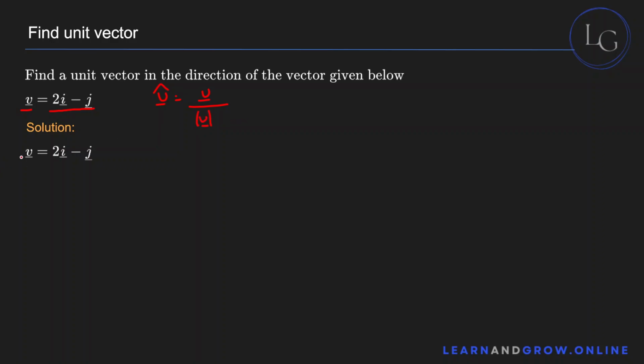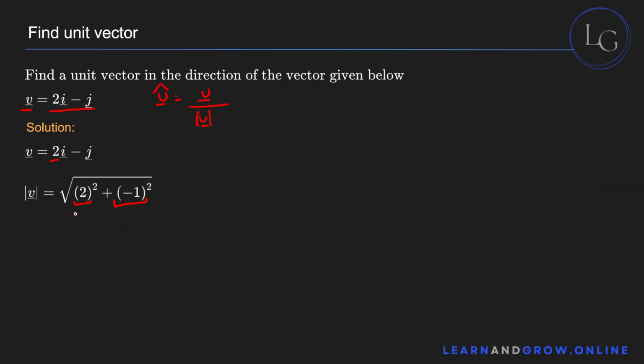The same will apply over here. We have the vector v, 2i minus j. Now we find its magnitude, and you find the magnitude by squaring the x term and then squaring the y term and then adding them up and then taking the square root of the result. So the x term is 2 and the y term is minus 1, right? Because minus j is basically equal to minus 1j.